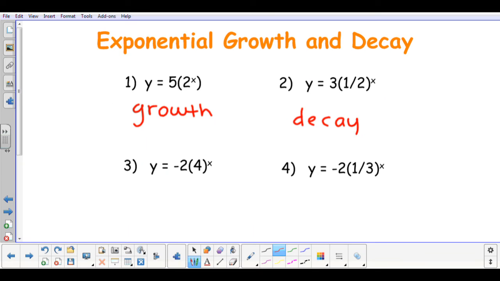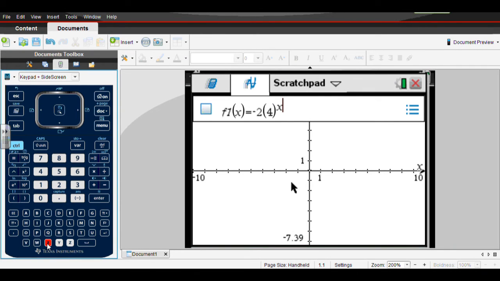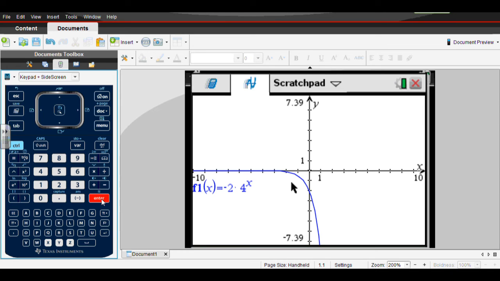In number 3, I'm going to graph negative 2 times 4 to the exponent of x. Here I graphed negative 2 times 4 to the exponent of x, and it is decreasing from left to right. If I would connect that left side to the right side, I would see a negative sloping line, so this is a decay.